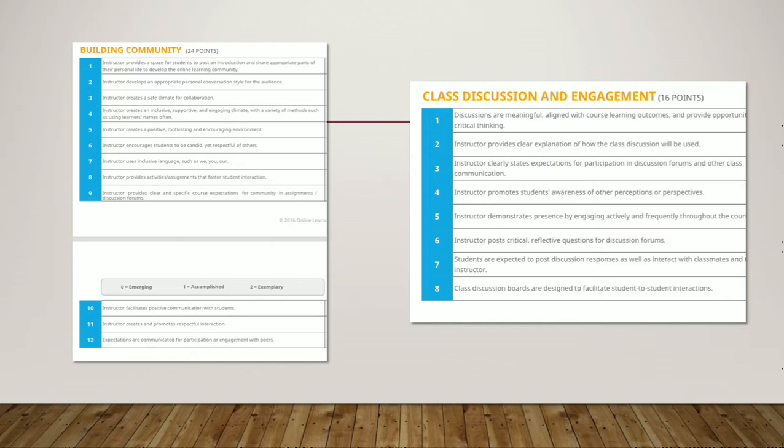And what do I mean by that? Here's what I mean. Keep in mind that we are using Q-tip criteria to make these subjective judgments in these categories. Some questions were students are expected to post discussion responses as well as interact with classmates and instructor. Class discussion boards are designed to facilitate student-to-student interactions. I just didn't see that much evidence of these kinds of activities.